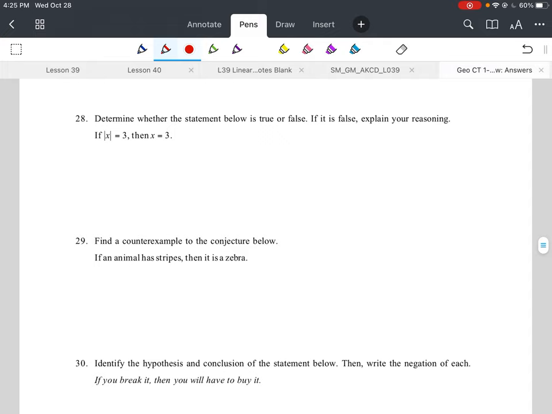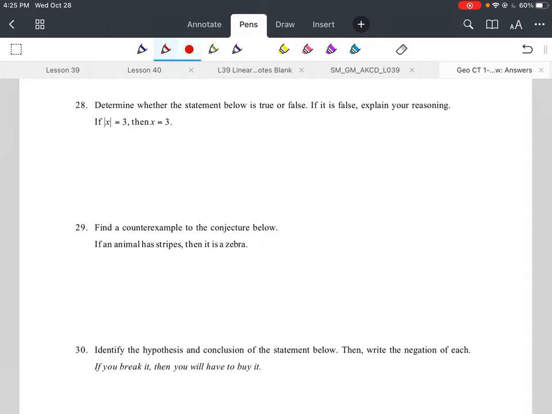All right, determine whether the statement below is true or false. If it's false, explain your reasoning, okay? So here's my P and my Q. So there's P, then Q. So if the absolute value of x is 3, then x must have been 3. And of course, it's false because you can make something true here. You want true and false for the second part. If, then, true goes to false. In other words, it's true here, something like x is negative 3. If x was negative 3, the absolute value is 3. So that's true for the first part, false for the second part. So this is your counterexample, and you're good. So it's false.